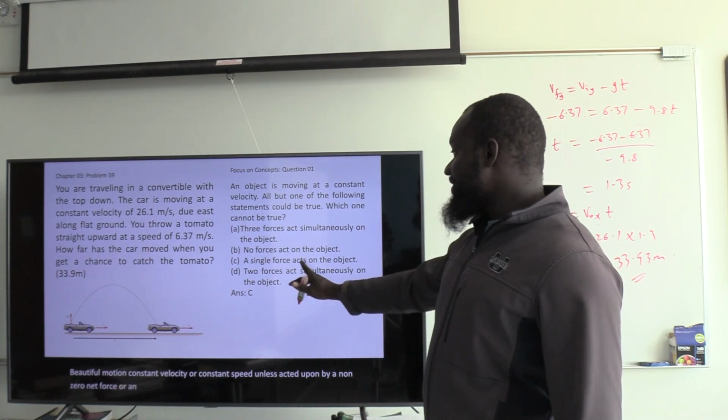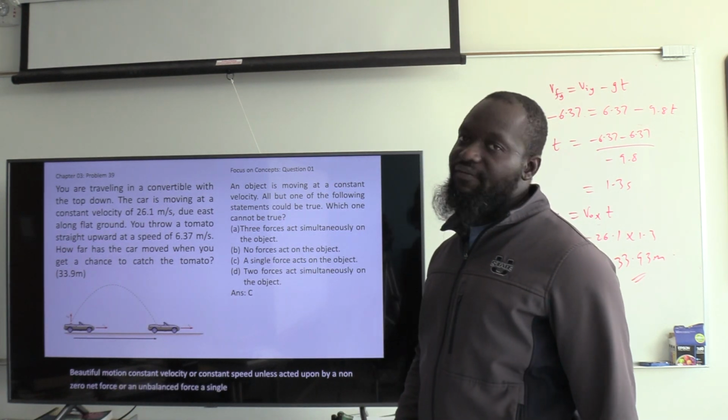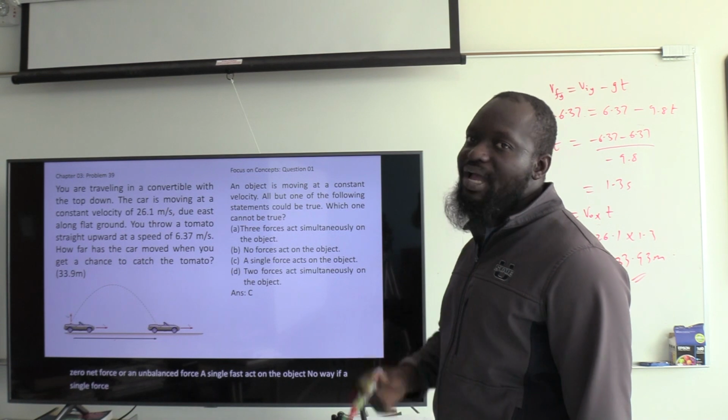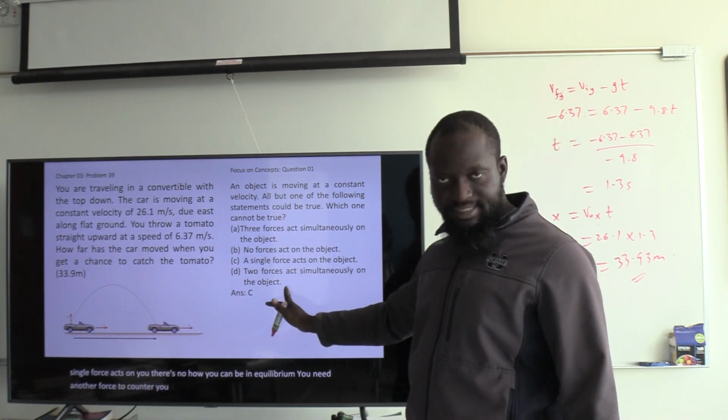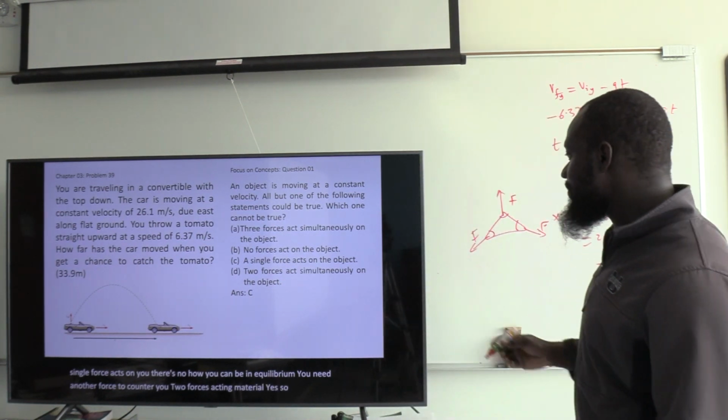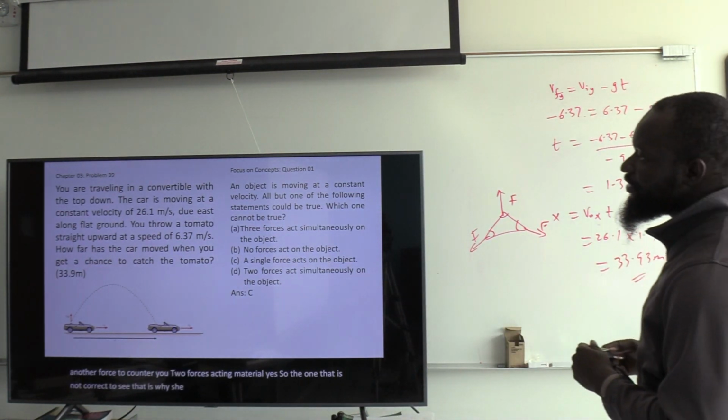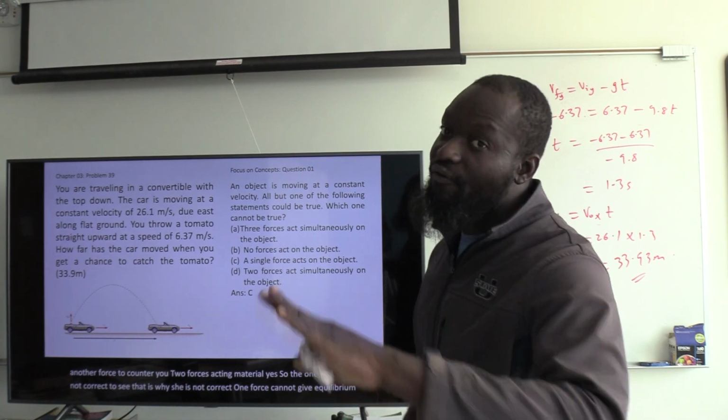Okay? A single force acts on the object. No way. If a single force acts on you, there's no way you can be in equilibrium. You need another force to counter you. 2 forces act simultaneously on the object. Yes. So the one that is not correct is C. That is why C is not correct. 1 force cannot give equilibrium. You need at least 2 forces to give equilibrium, or no force at all.